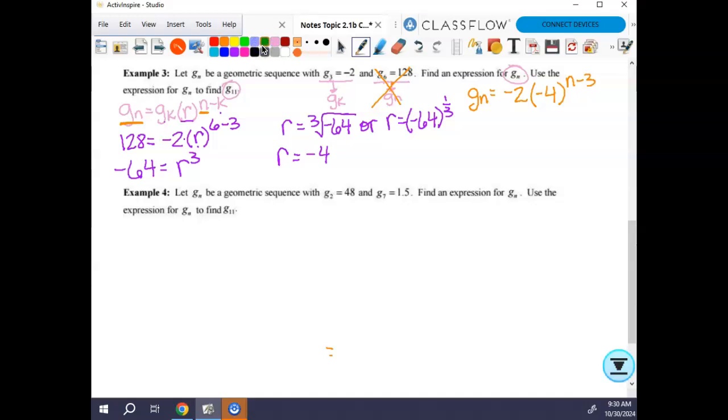All right, so that's my g sub n. Then I need to find g11. And that is negative 2 times negative 4 to the 11 minus 3 power. All right, 11 minus 3 is what? 8, okay? So that's negative 4 to the 8th power. Now, are we all capable of finding negative 4 to the 8th power? Yes, we're capable. We should be.